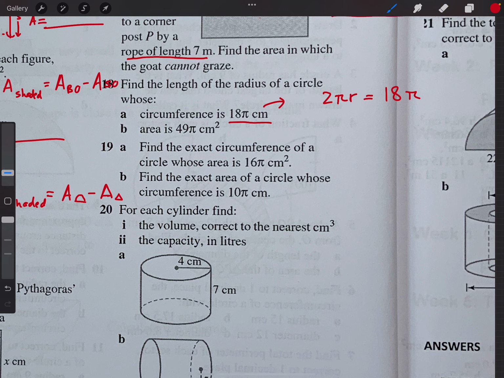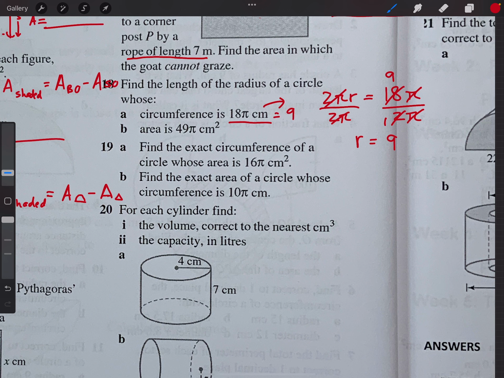Alright, so to get the radius, we just divide both sides by 2 pi. Divided by 2 pi, and that will cancel out that one, and you're left with the radius is equal to 18 divided by 2, which will be 9. Pi divided by pi is just 1, so that's just 9. Radius is equal to 9.